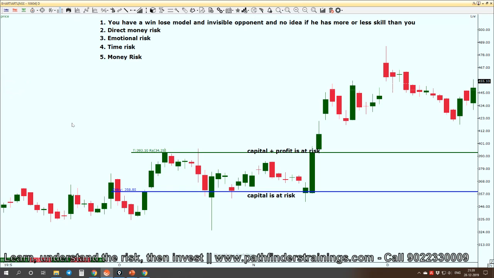So imagine the moment you enter the market, aapne isme kadam rakha, to aapko 5 risk lagge. Win-lose risk, invisible opponent, no idea how skilled the person is, direct money risk, emotional risk, time risk, and money risk. Now tell me, with this kind of risk that are available to you, should you try it just like that, or should you be properly trained and come? How should you enter the stock market? Nobody is talking about these. People are talking about a great strategy by which they become crorepati. I've seen very few crorepatis and a lot of rodepatis.